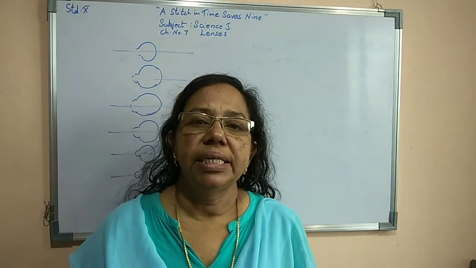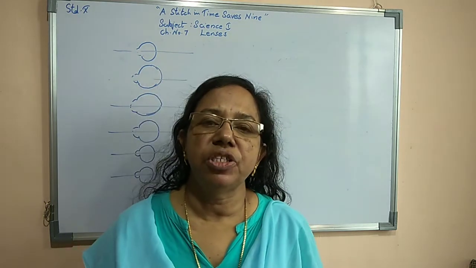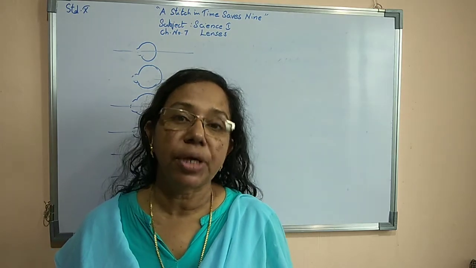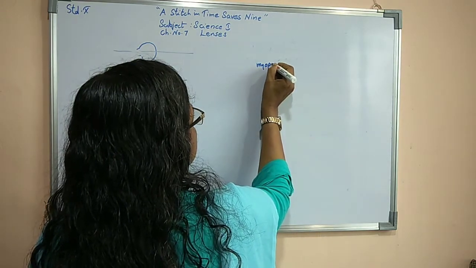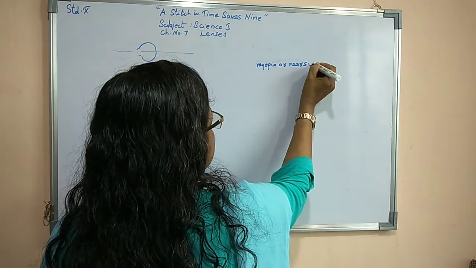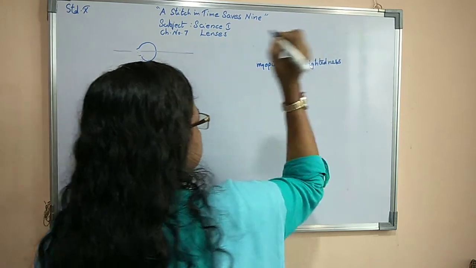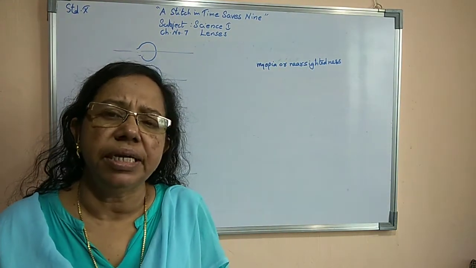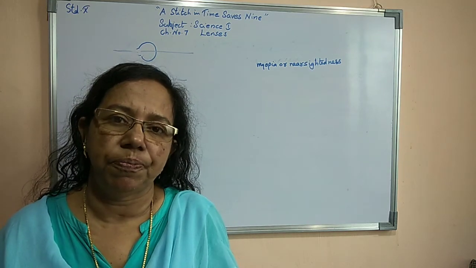Now we will study defects of the human eye. There are three different types of defects of the human eye. The first one is known as myopia, or we can call it near-sightedness. Myopia or near-sightedness means nearby things can be seen, far away things cannot be seen.